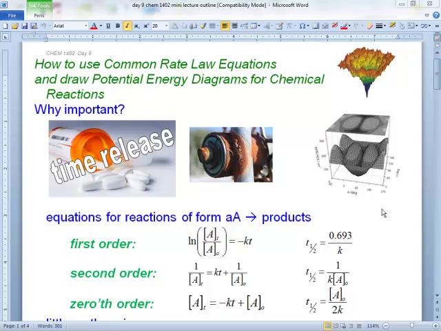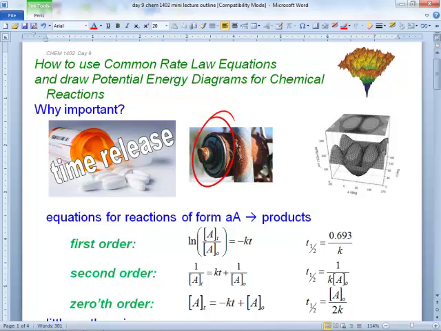How to use some common rate law equations and draw potential energy diagrams. So what's the big deal? Well, I look at a couple ways. Things could happen really slowly, but that doesn't mean they're not important. Like, I don't know what this hunk of stuff is here, but maybe it's really important. And you'd have to know how long it's going to last. You can go out there and replace it, right?